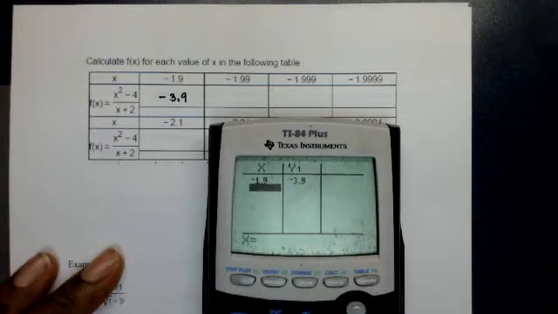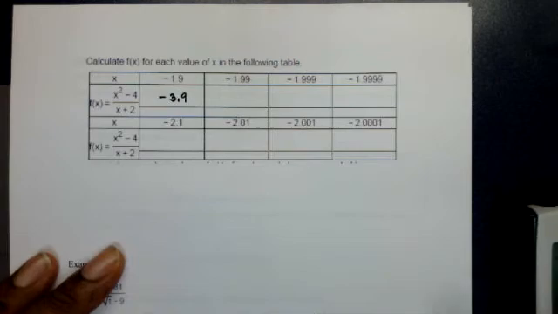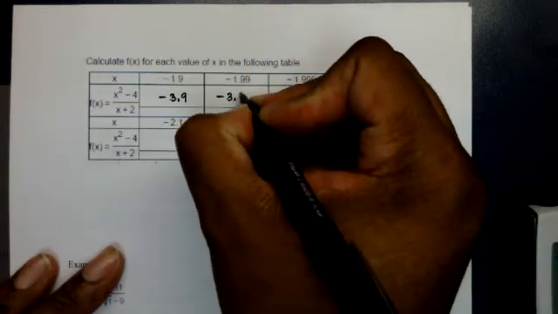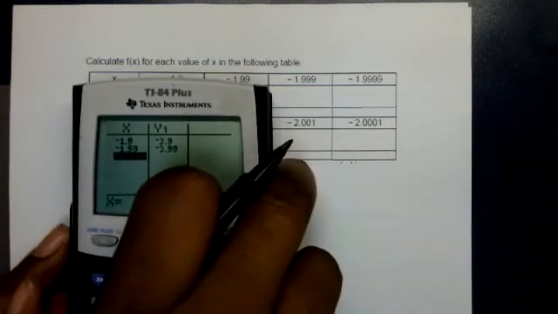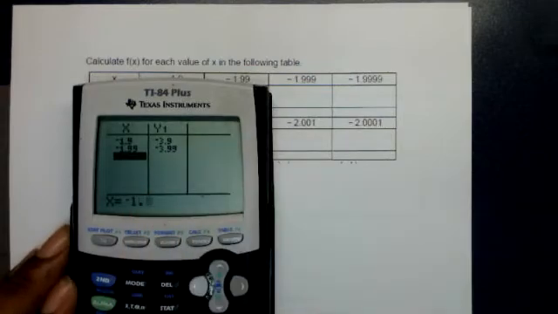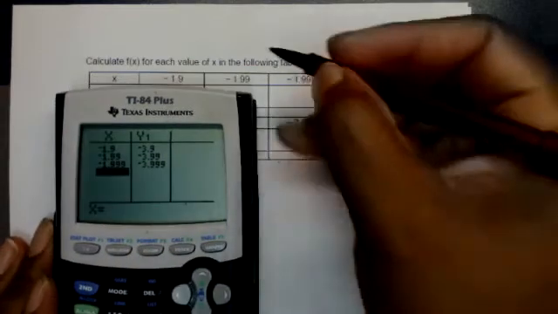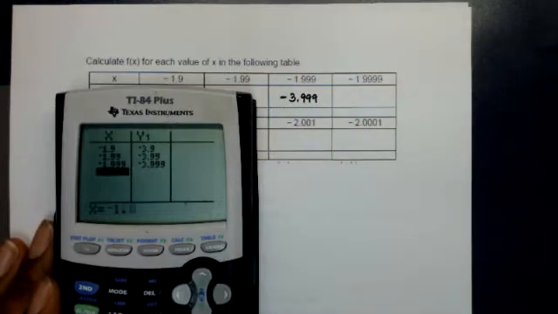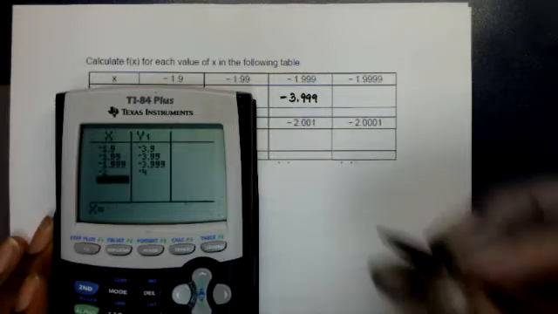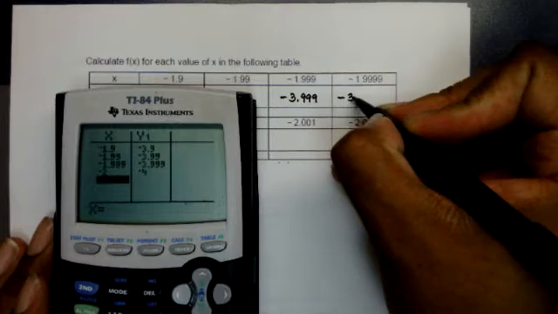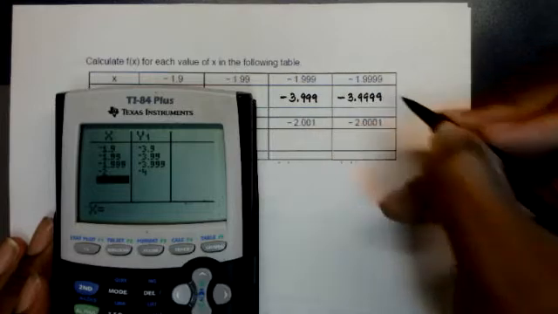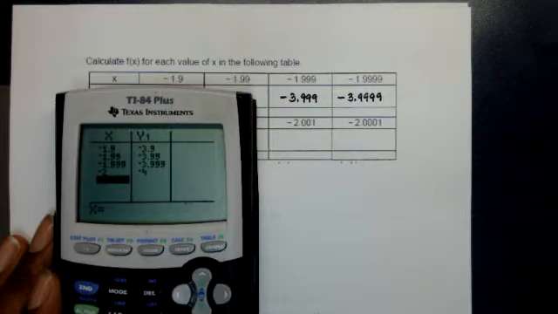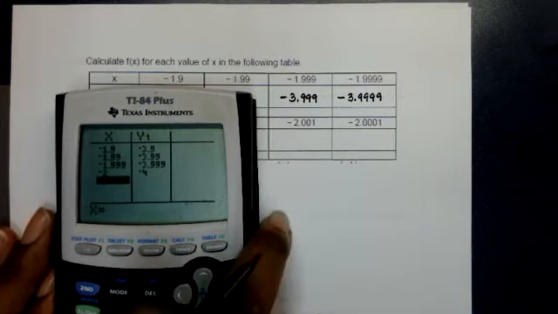And then for negative 1.99, it'll be negative 3.99. And then for negative 1.999, that'd be negative 3.999. And then finally for negative 1.9999, I think this rounds up, but actually, if you were to do this manually, it would be negative 3.9999. Okay.